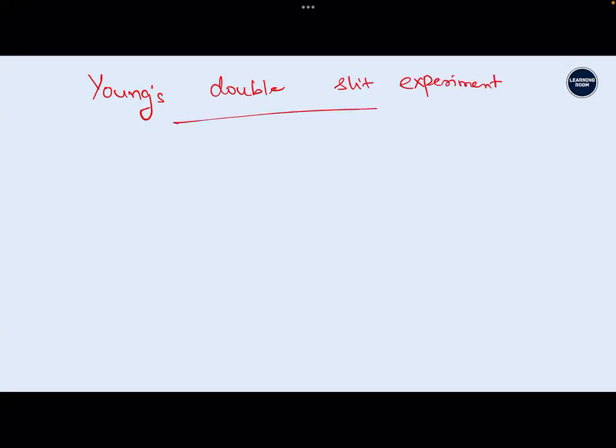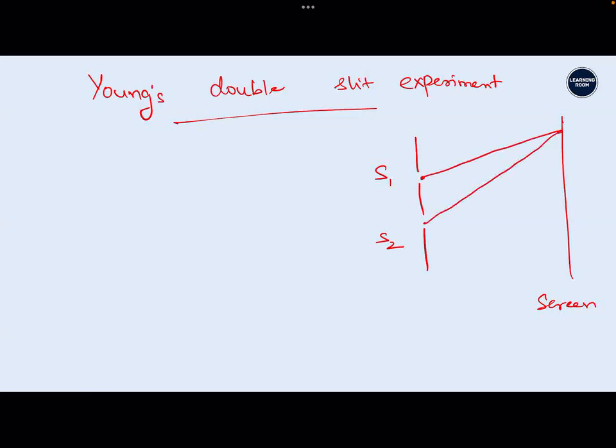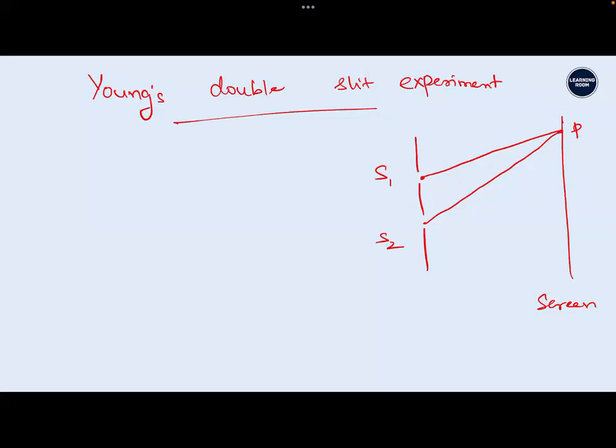Suppose, yesterday I showed you a simulation where you had two openings. This is slit 1, this is slit 2, and there is a screen present here where the light is going and falling. Let's say there is a point P where you want to find out whether you have a bright fringe or a dark fringe.